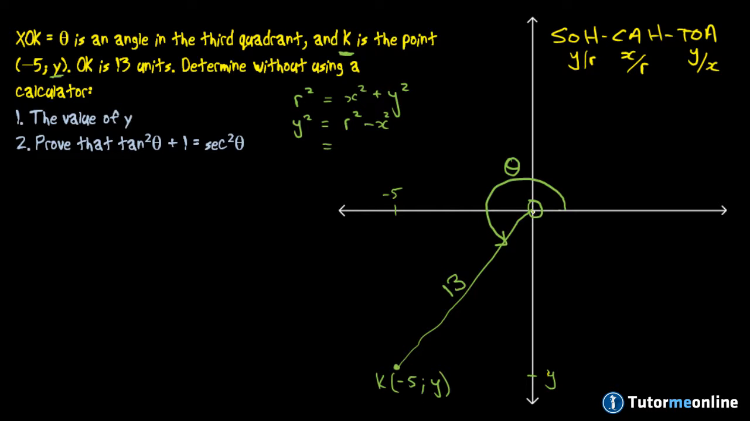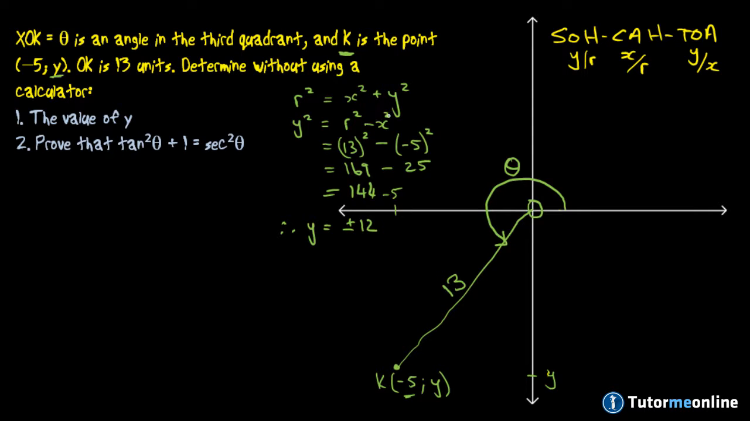R we know is the radius of the circle, so that would be the line OK. So that's 13 squared minus x, which is a value that we have been given, so that's (-5) squared. That's 169 minus 25, which is 144. That is the value of y squared. Therefore we can say that y is equal to plus or minus 12.